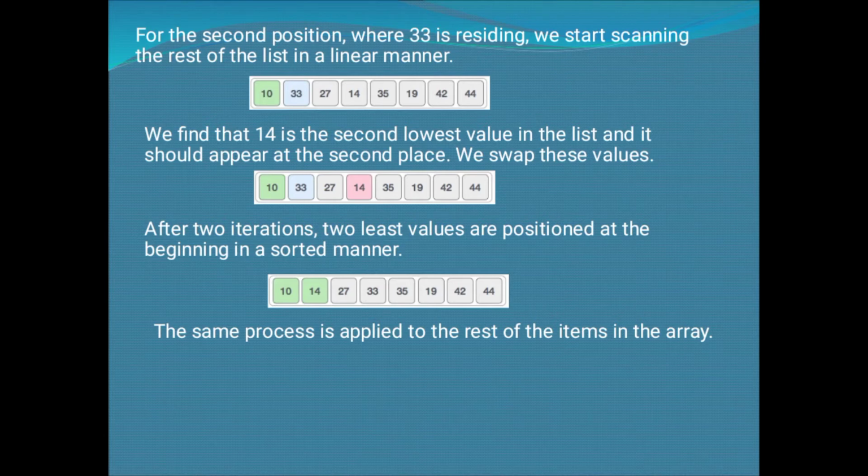Next, as I told you earlier, find the next smallest element. Now compare 33 with 27. 27 is smaller. Now compare 27 with 14. 14 is smaller. Now compare 14 with 35. 14 is smaller. 14 with 19, 14 is smaller. 14 with 42, 14 is smaller. Then again 14 with 44, 14 is smaller. So I have found my smallest element.